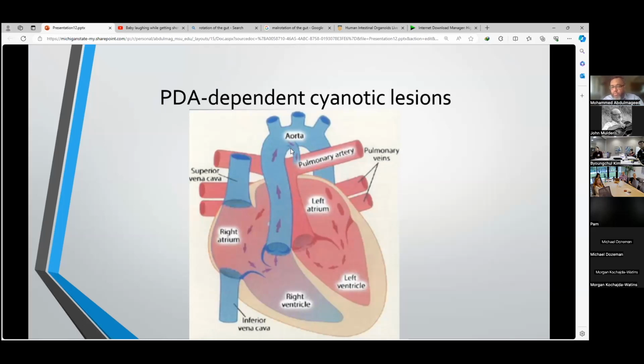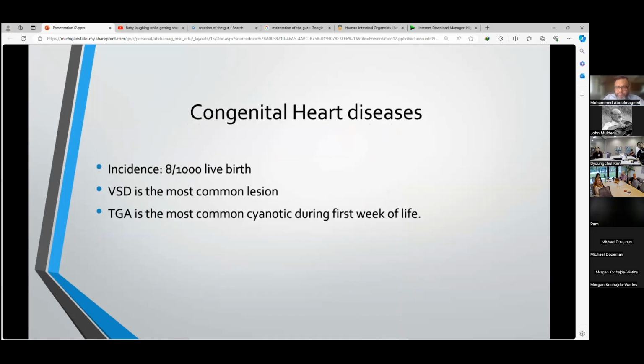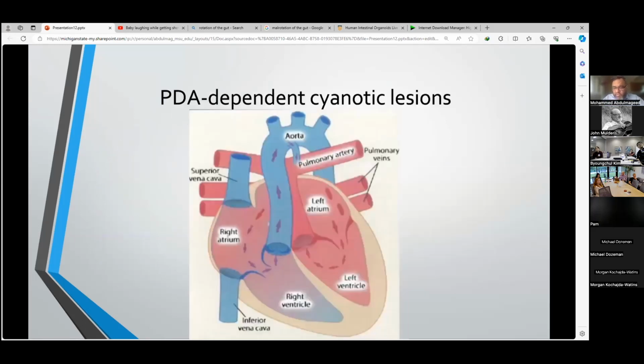The PDA was closing. We had to start prostaglandin right away to keep it open, and send the baby to surgery to either do a Rashkind to create an ASD for the patient to allow mixing, or put a coil inside the PDA to keep it patent rather than just medicine. So this can cause sudden death.